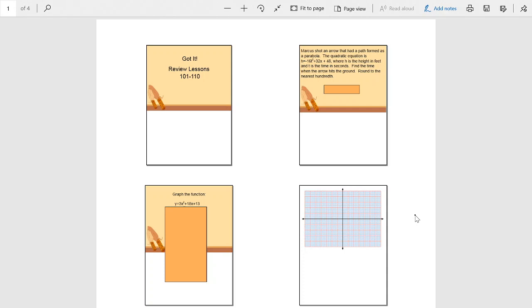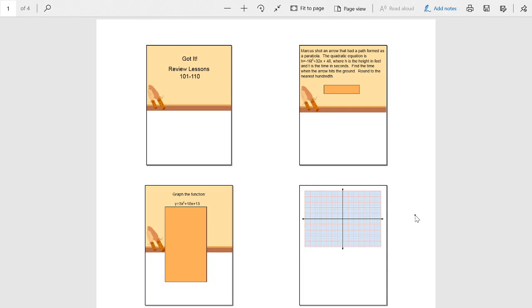So the first one says Marcus shot an arrow that had a path formed as a parabola. The quadratic equation is negative 16t squared plus 32t, sorry, that should be a t, plus 48, where h is the height in feet and t is the time in seconds. Find the time when the arrow hits the ground. Round to the nearest hundredth.